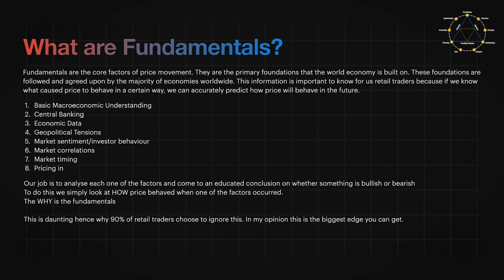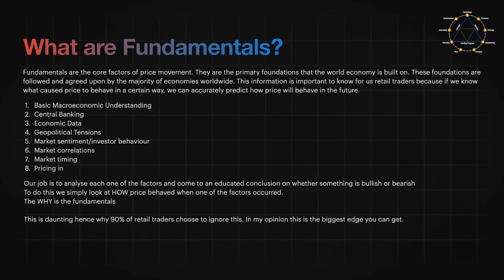And to do this, we need to learn the 8 fundamental core factors. The first one is basic macroeconomic understanding, right? This would include stuff like simple supply and demand, inflation, fiscal and monetary policy, and so forth. After this, we have central banking. Central banking would include things like interest rates, quantitative easing, asset purchasing programs, essentially pumping up the market or reducing the money flow within the markets.